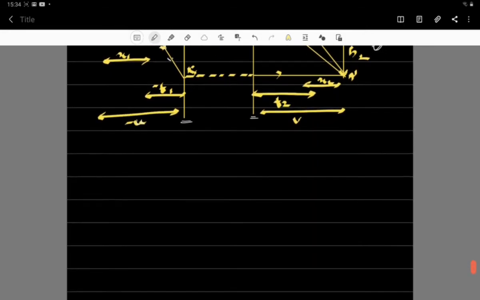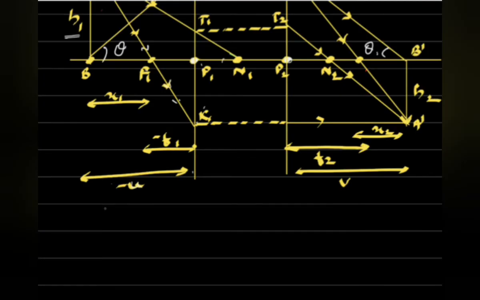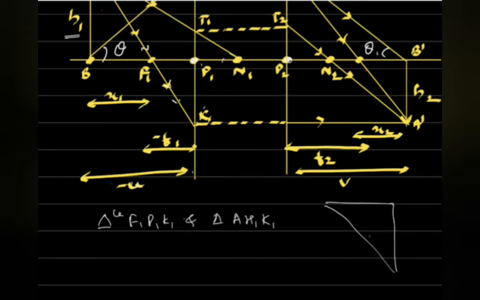So now here what we'll do, we'll consider two triangles. One is triangle F1 P1 K1 and triangle A H1 K1. So therefore the triangle looks like this. Here this is A and H1, and here P1, F1 and K1.